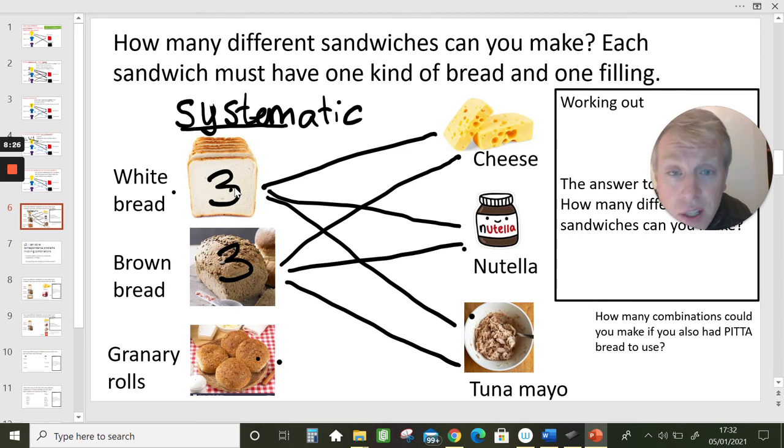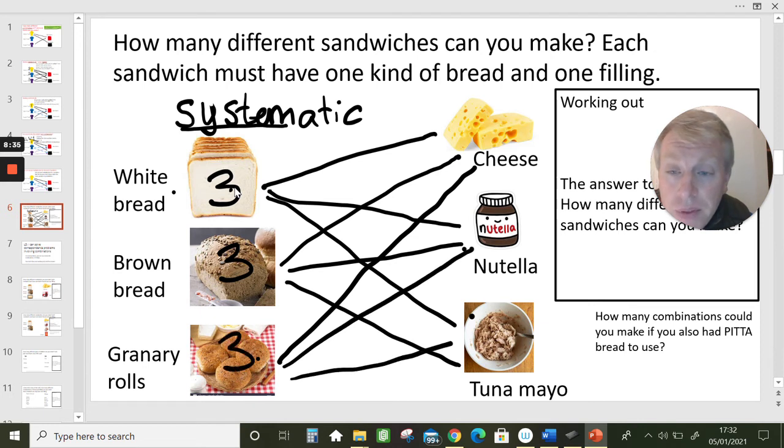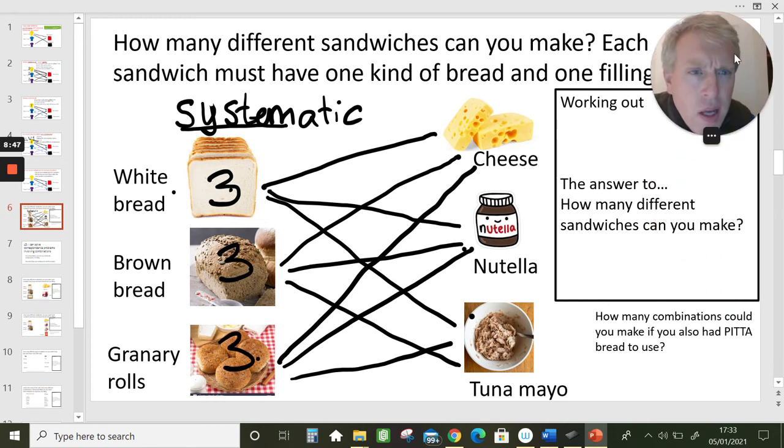Well, the granary rolls have only 3 possible fillings. Cheese, Nutella, and tuna mayonnaise. So, can you see? If we use a system, we will see that each time we are generating the same number. So, I wonder what multiplication it is. Well, it's the same number how many times? Well, I can see the number that is the same each time is 3. 3, 3, 3. How many 3s? 3 times 3.